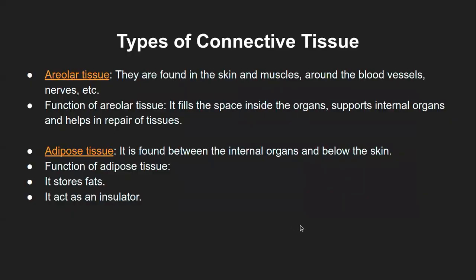Coming back to the types of connective tissue, there are two major types. The first one is the areolar tissue, and the second one is the adipose tissue. Areolar tissue is found in the skin and the muscles, and of course around the blood vessels and nerves.